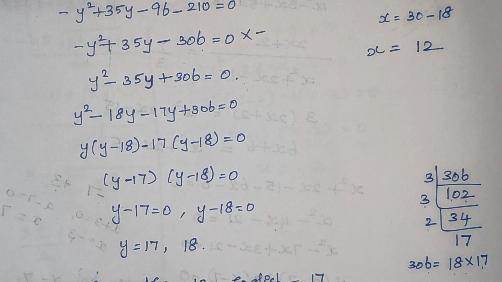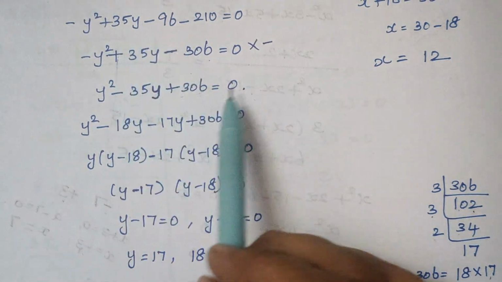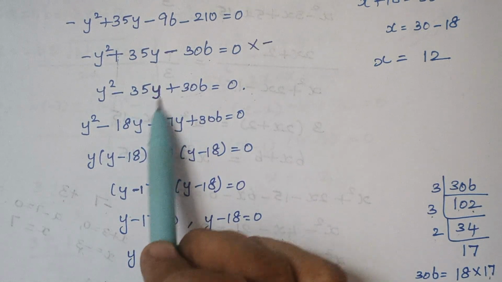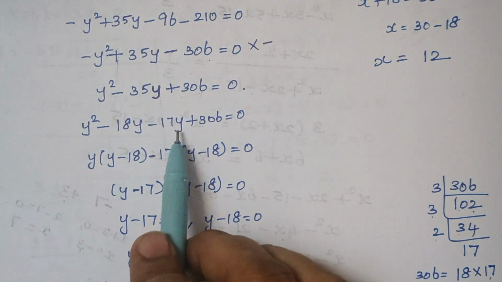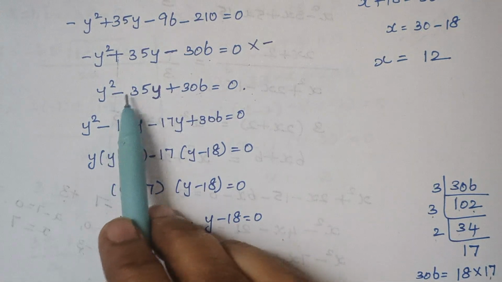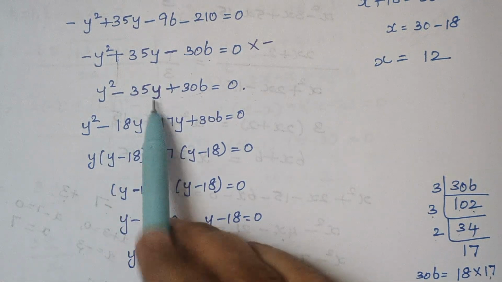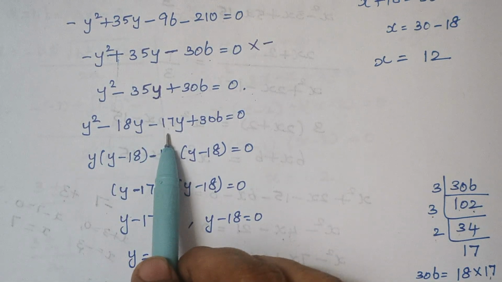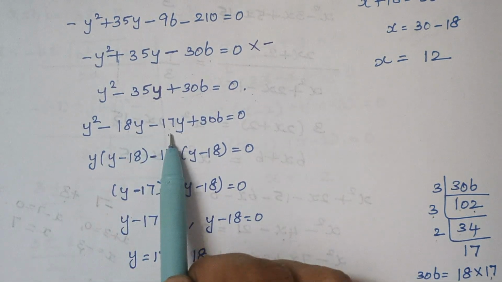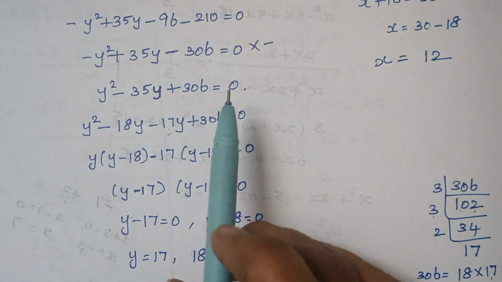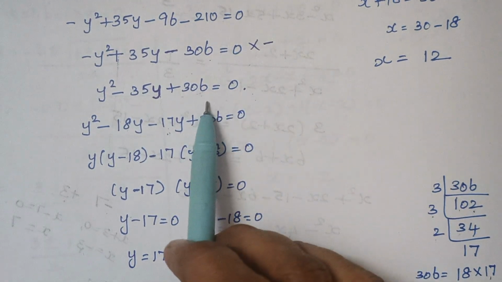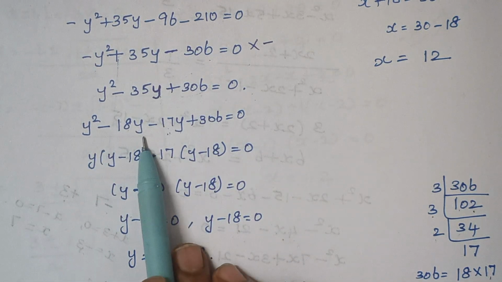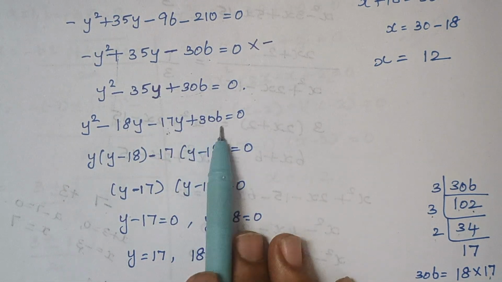Now you see this minus 35y can be written as minus 18y and minus 17y, because here I need minus 35, so I am taking a minus sign for both these values. And again, when you multiply minus 18 and minus 17, here we will have a positive number. So here it is plus 306. So here you see it is y square minus 18y minus 17y plus 306.